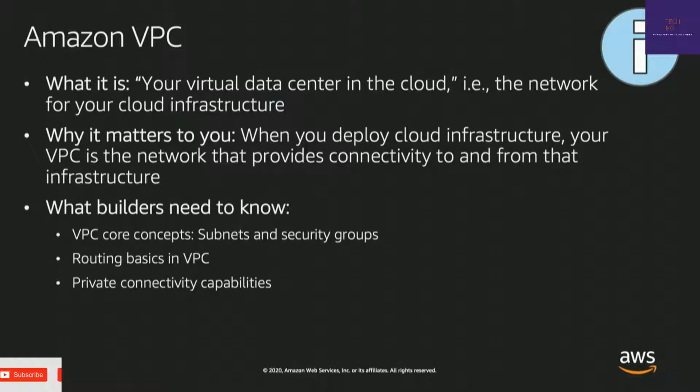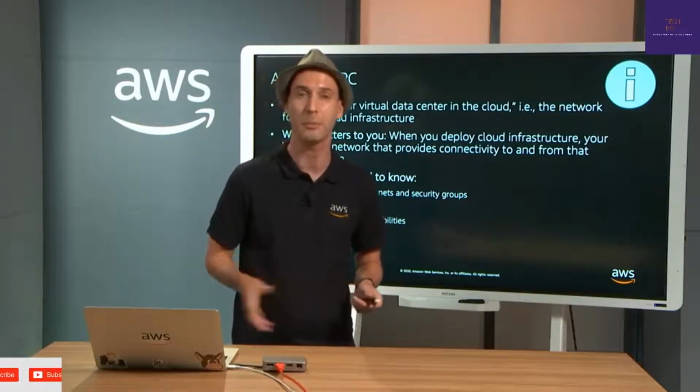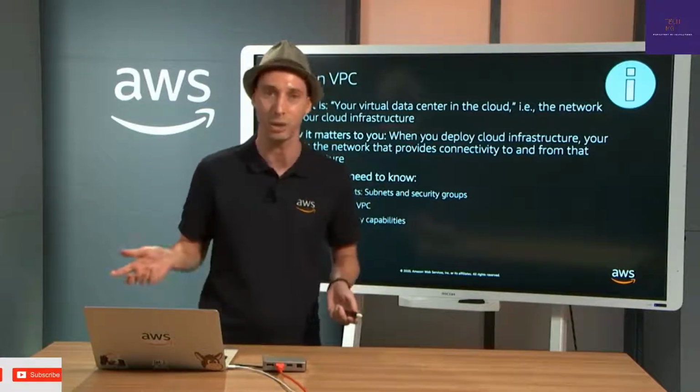network is segregated completely from anything else. And you have to control a lot of the specifics of how that virtual network is set up. But with that control comes some great capabilities to increase your security posture. So what you need to know are the core concepts about a VPC, and that's basically subnets and security groups. I'll teach you the routing basics about VPCs. And finally, some private connectivity options that will let you keep the different resources in your VPCs from communicating with, let's say, the public internet if they shouldn't.